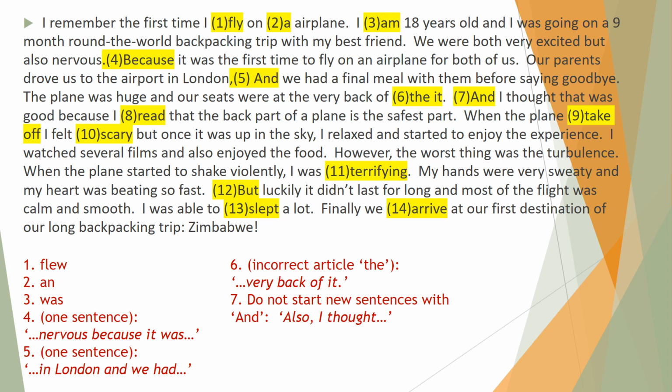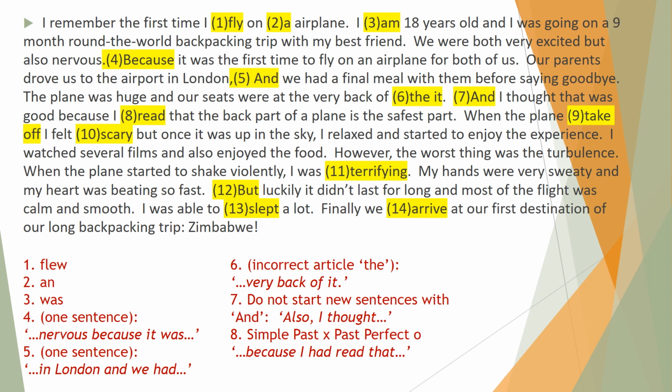Right, now this is actually related to the grammar that we're going to study in Unit 8. You have to use what we call the past perfect. That is when you are talking about two actions in the past, one that happened before the other. In that case, you use had. I thought that was good because I had read. That's the past perfect. Okay, we'll talk about that in this video a bit later. I had read that the back part of a plane is the safest part.